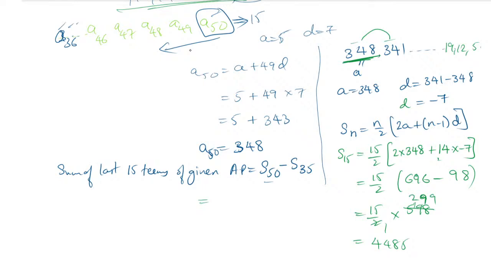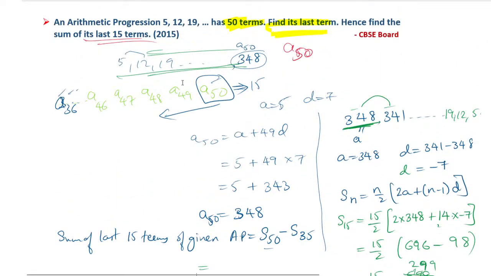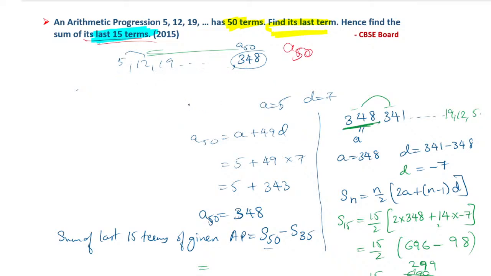So here you see there are two methods I have told you. The first method is: here in the question you are finding the sum of the last 15 terms, not the sum of the first 15 terms. When you are finding the sum of the last 15 terms, it is not that you have to go with the sum of the first 15. You have to go with the sum of the last 15. So last 15 means what? The last term is the 50th term. The 50th term over here is what?